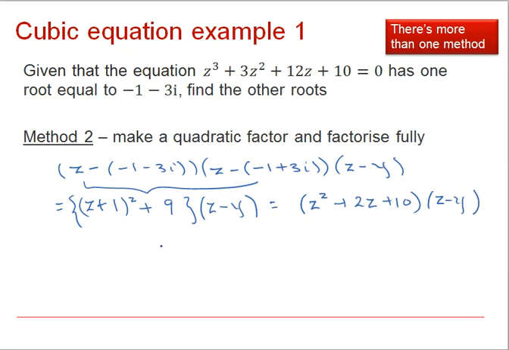Considering this, then by inspection I can see that minus 10 gamma must equal plus 10, by considering the units, the coefficients of the units, and therefore this tells me that gamma equals minus 1. That's the quick way of doing it. Of course, I could multiply out that quadratic z squared plus 2z plus 10 by z minus gamma and then compare the coefficients with the original equation.